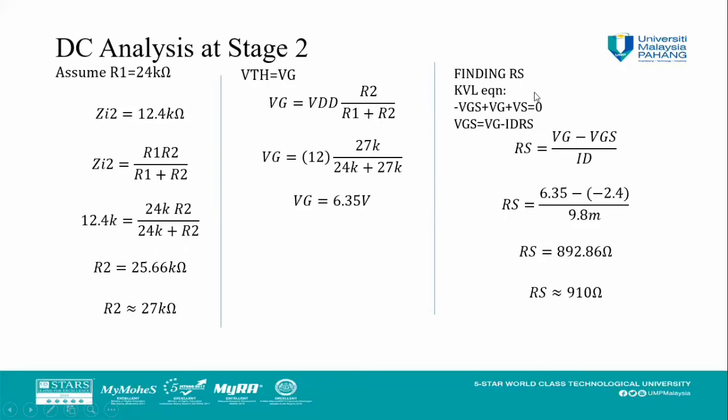To find RS, we apply the KVL equation, which is VG minus VGS plus VS equals 0. Then we rearrange the equation until we get RS on the left side, and RS is equal to 892.86 ohms, equivalent to 910 ohms in the standard resistor value.